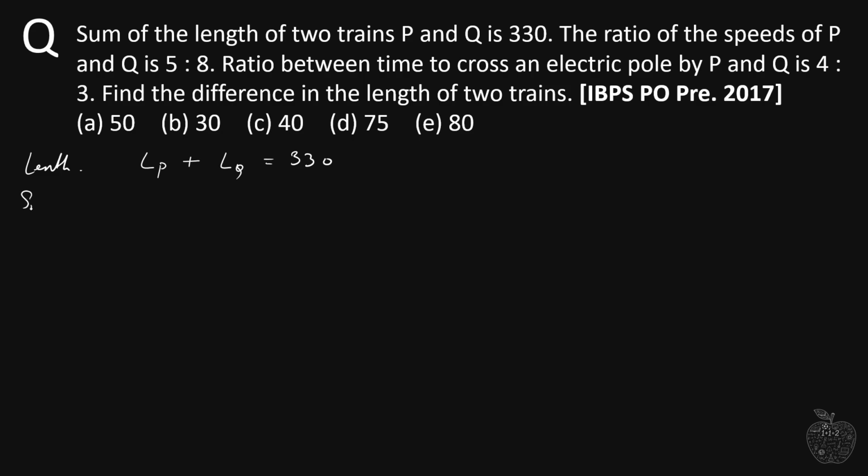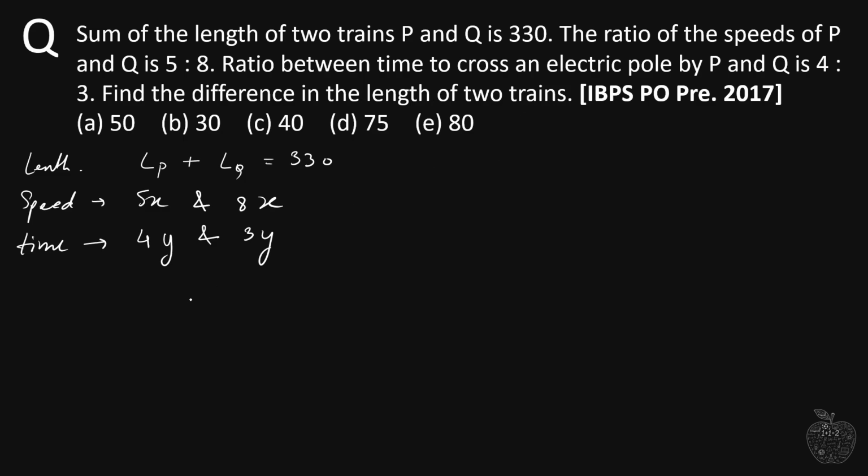The ratio of the speeds of P and Q is 5:8, so I can say that the speeds are 5x and 8x, right? The ratio between the time to cross the electric pole by P and Q is 4:3. So here the ratio of time is given, which is 4:3, so I can say that it is 4y and 3y. I have assumed this value.